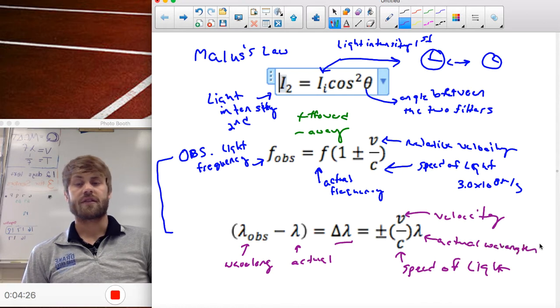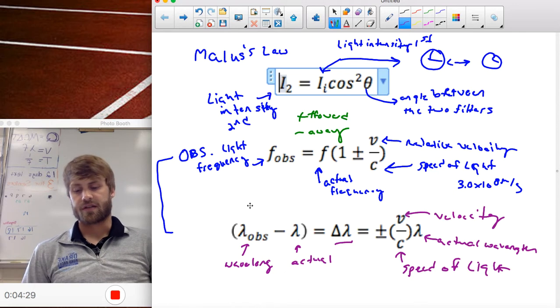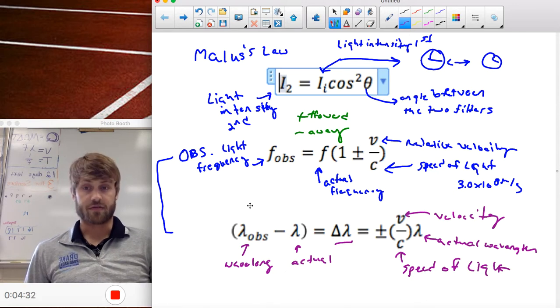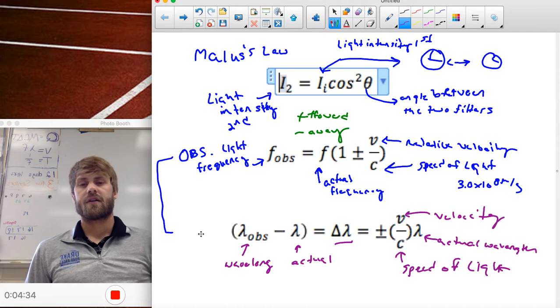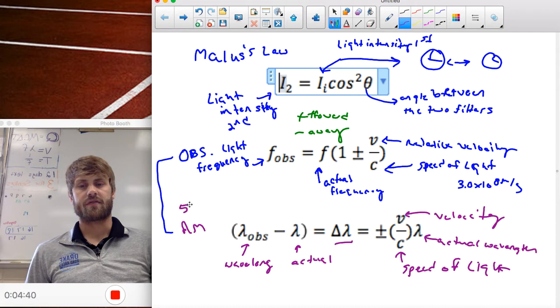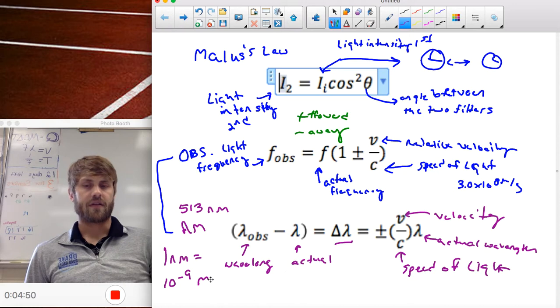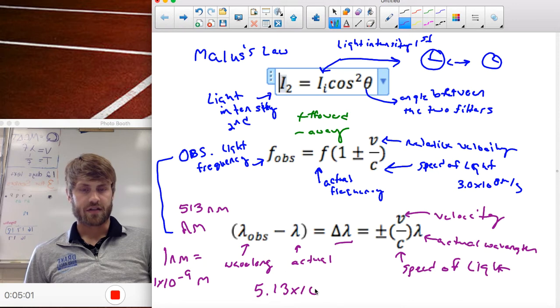One of the things that you guys need to remember when you're doing these problems is a lot of the time, because light waves are so small, they are going to give you nanometers. So if we look at problem 1, it says 513 nanometers. 1 nanometer is 10 to the negative 9th meters, or 1 times 10 to the negative 9th. So if they gave me 513 nanometers, that would be 5.13 times 10 to the negative 7th meters, because I would multiply by 1 times 10 to the negative 9th.